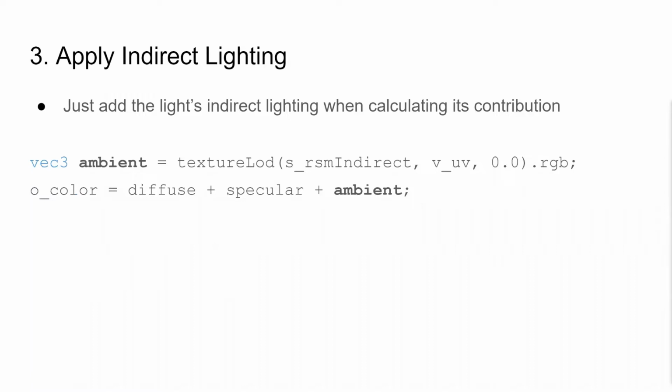So the third step of the algorithm is just applying the indirect lighting. If you store it in a texture, all you have to do is sample the texture at each fragment and add it to the final color as an ambient term. It's really that simple.